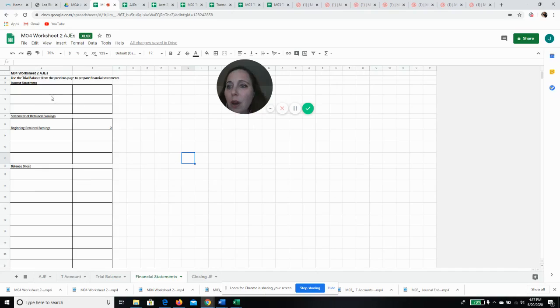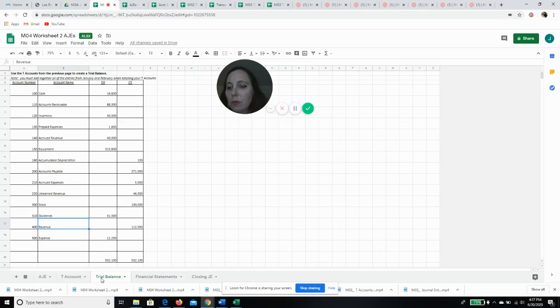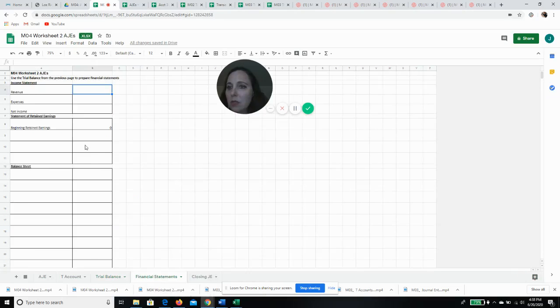So we're going to start with our income statement, which we know is revenue minus expenses equals net income. So I'm going to type in revenue, expenses, net income. Okay, so when I want to go get my revenue, I know it's everything that starts with a 400. Right now, we only have the one account, so I know I have revenue of $112,000. So I'm going to put that in there.